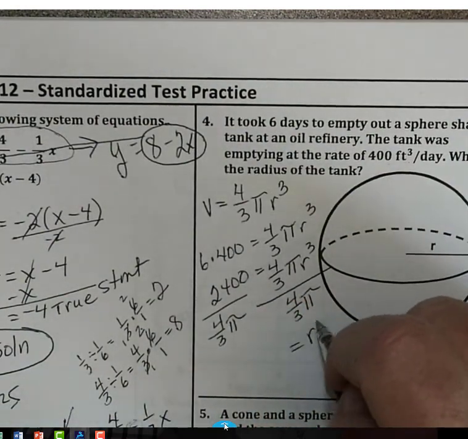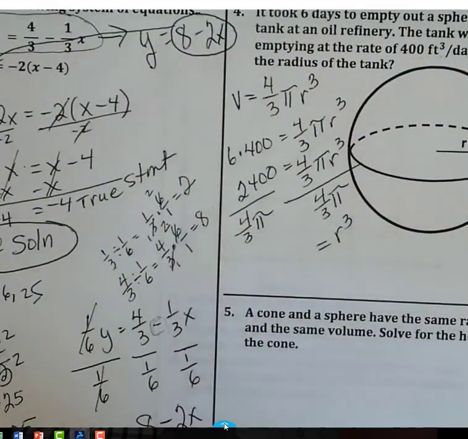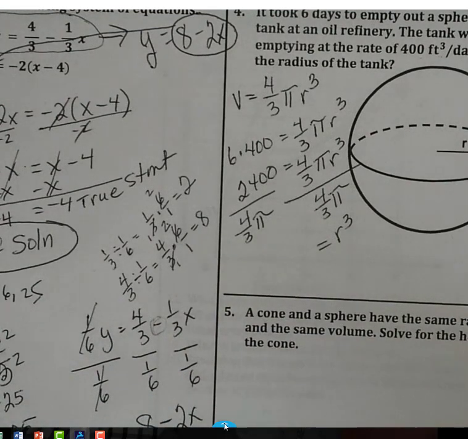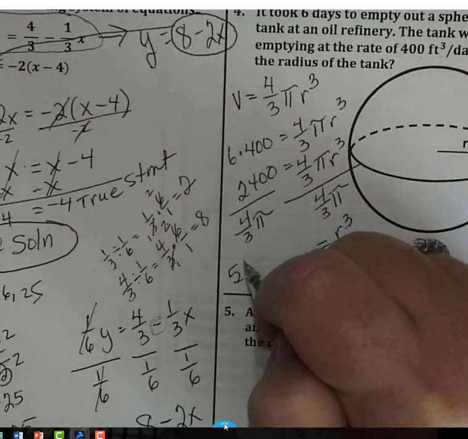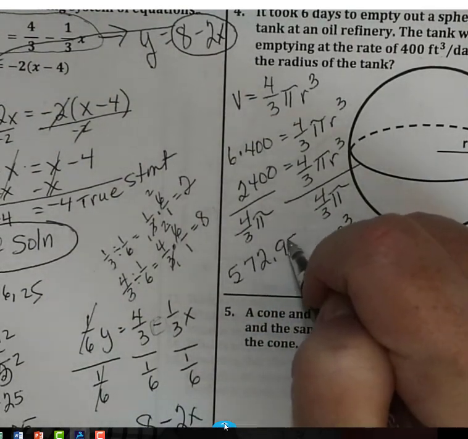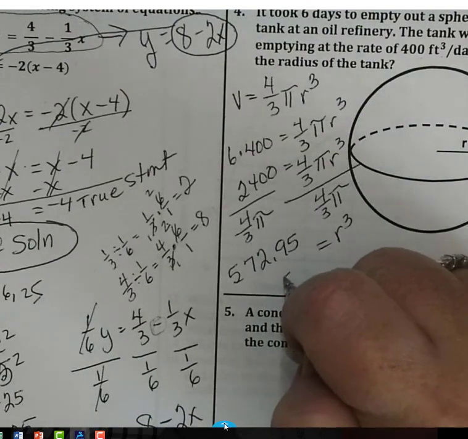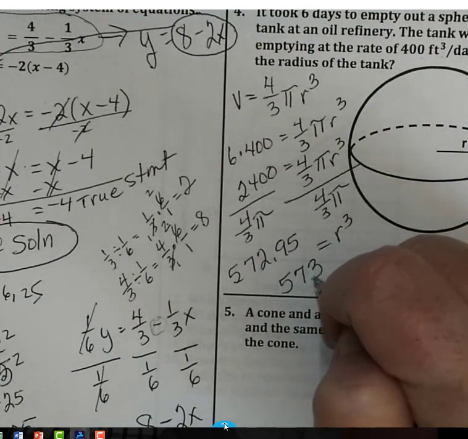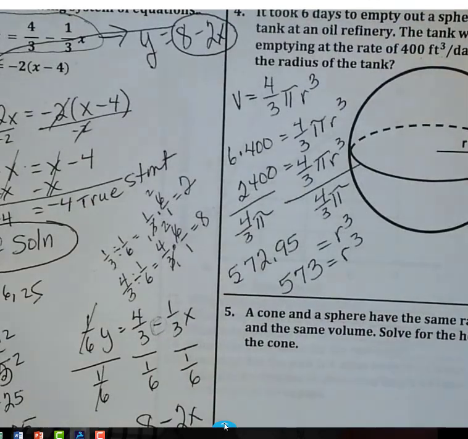I'm going to do that in the calculator. So 2400 divided by 4/3 pi. And that is 572.95. I'm just going to make life easy and round that up to 573 equals r cubed.